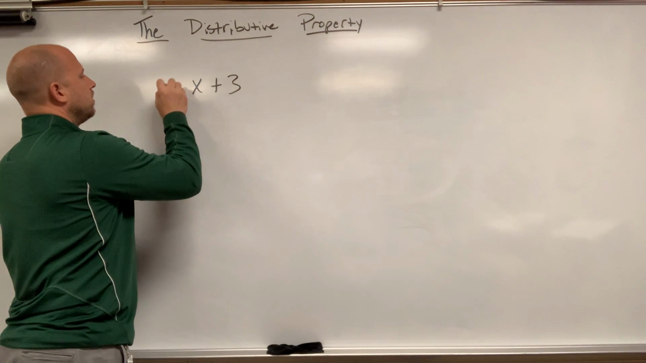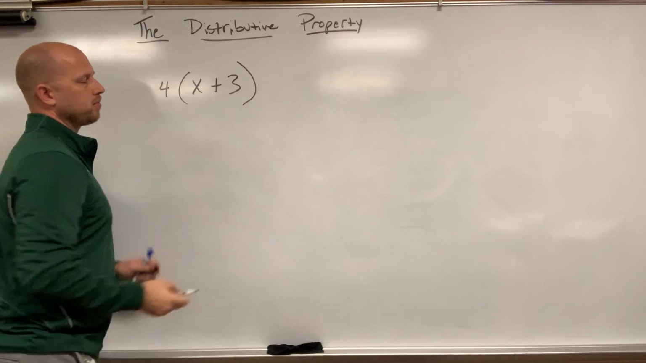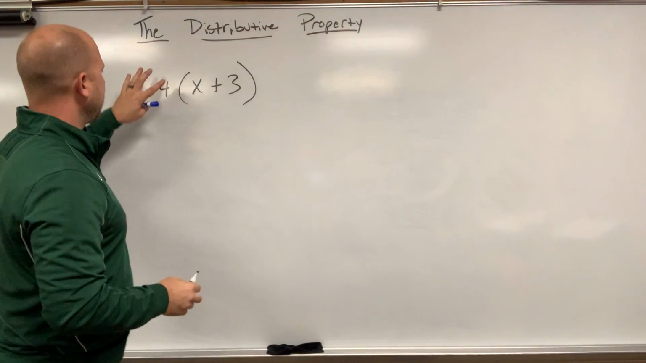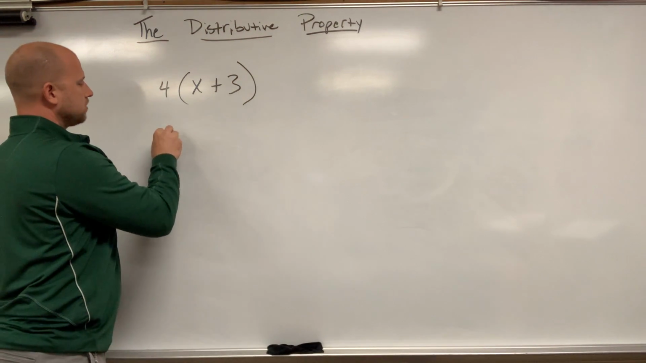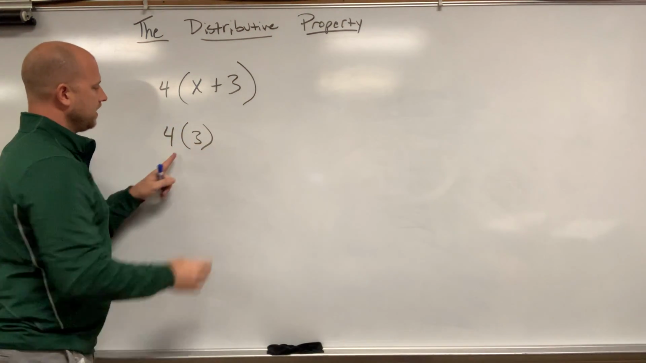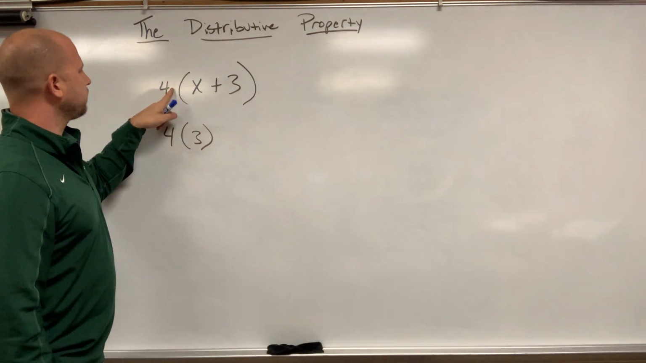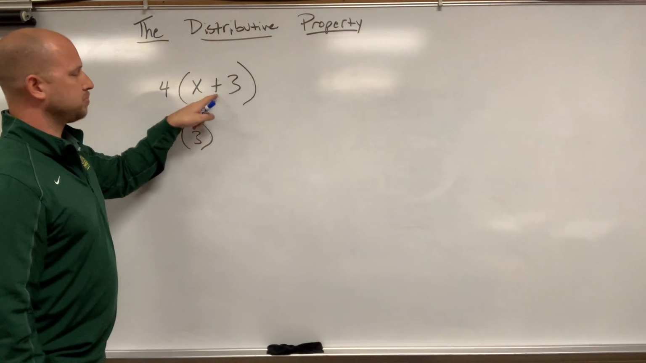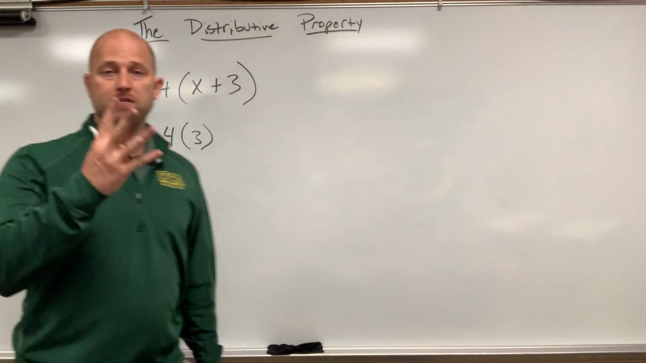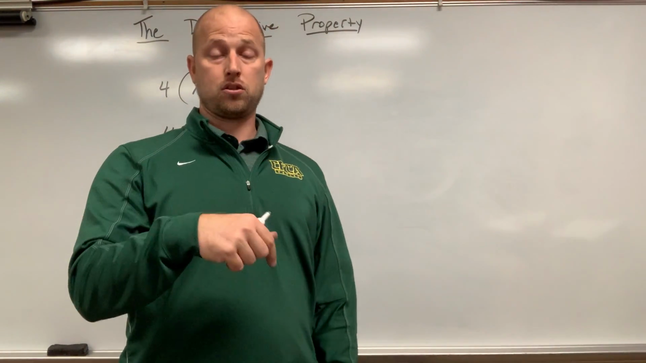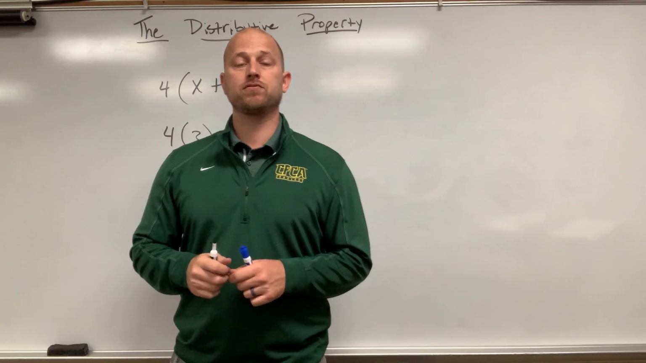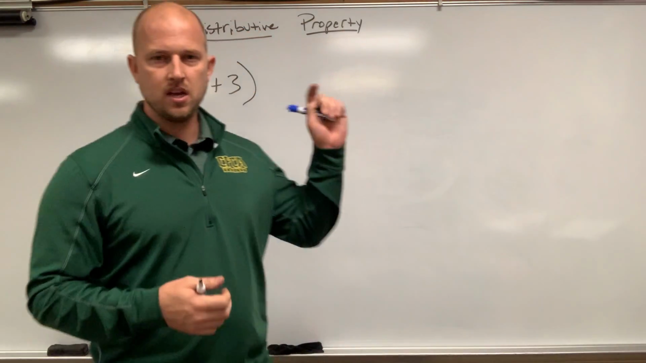Now, what we're doing is problems like this. We're taking the 4. Remember, when we talked about something like this meaning multiplication, 4 times 3, well, this is no different. It's 4 times x plus 3. So we need to multiply the 4 by the x and by the 3. Keep in mind the signs in front are important in this one, and you'll see as we move on to other examples.